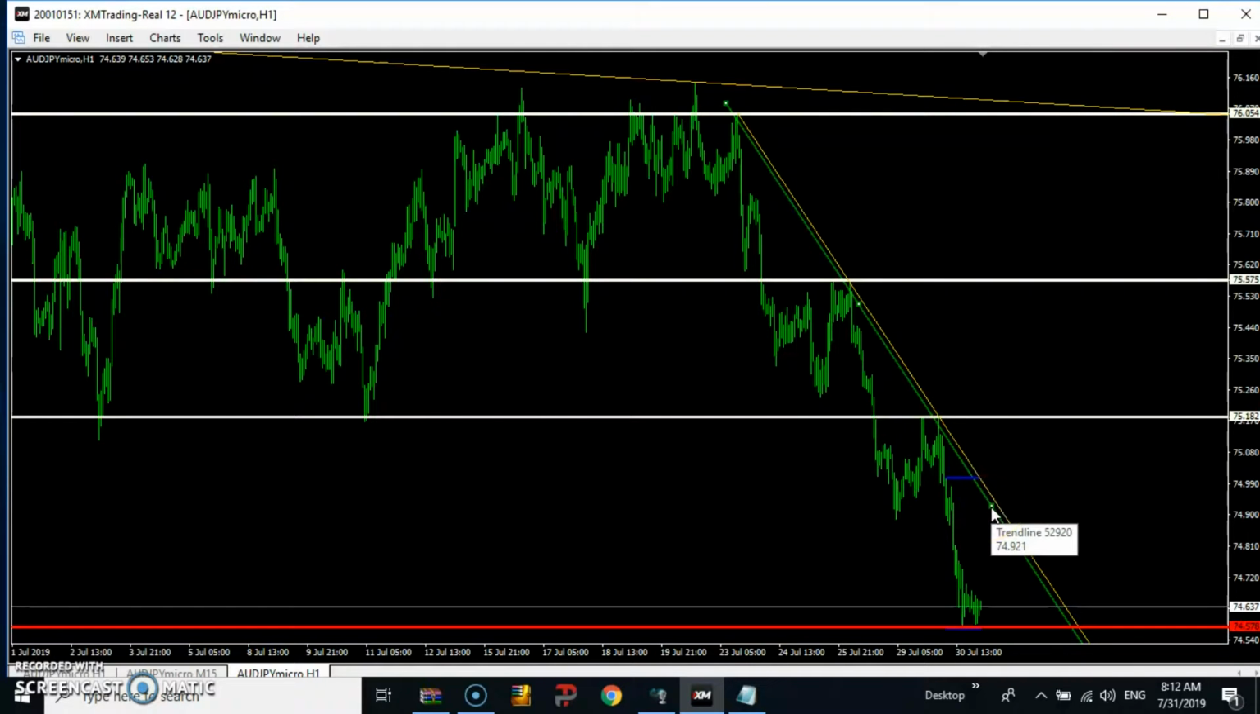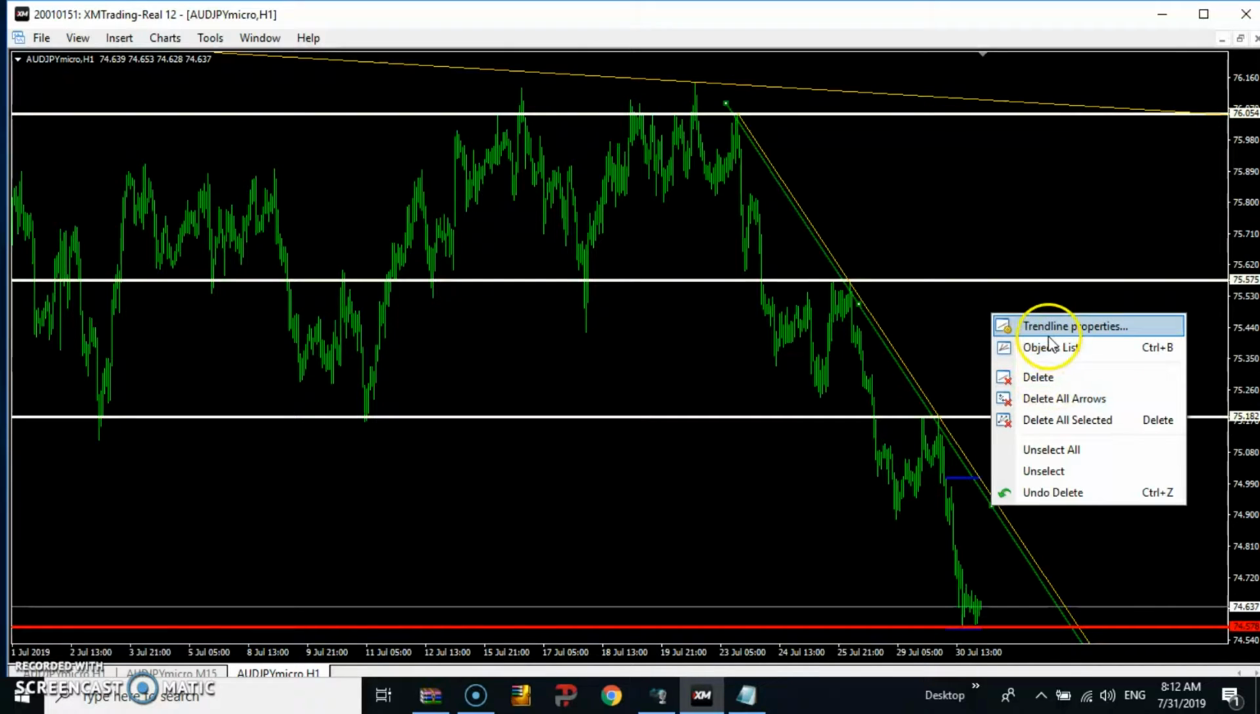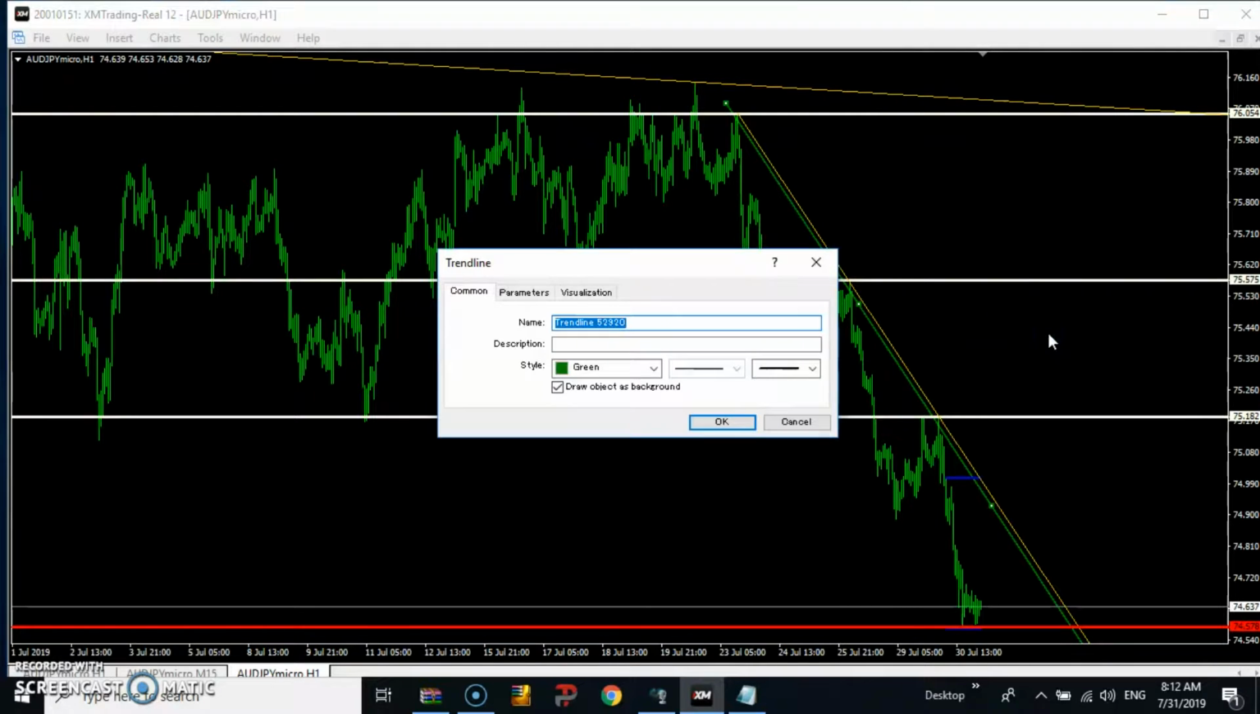Then here, you can see, okay, it's going to be a short. After the breakout, it's coming back to touch. Retest. Sell.